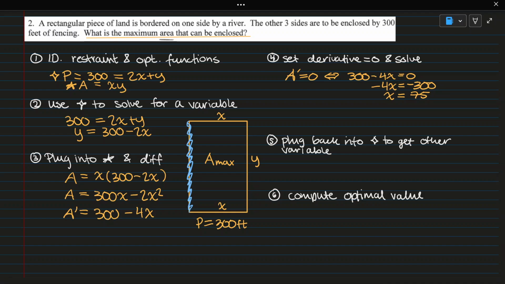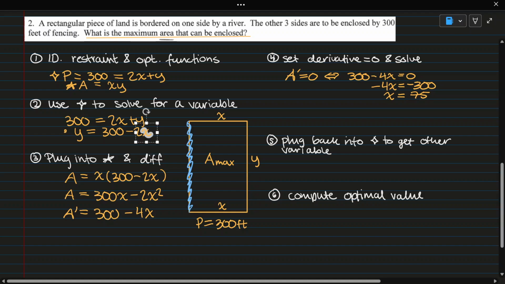So I have one of my variables. Now I need to plug it in to get the other variable. So I'll use this equation here because I already have y in terms of x. So using that equation, I get that y is equal to 300 minus 2 times x, which is 75. So y is going to equal 300 minus 150. So y equals 150.